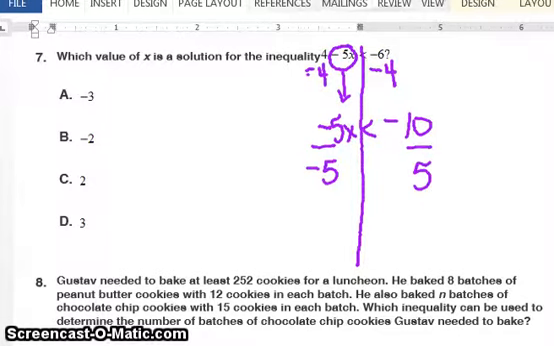And again, that should have a negative there. I've divided by a negative to solve it. That means I'm going to have to reverse my inequality symbol. And negative 10 divided by negative 5 is positive 2. So that should be the correct answer choice there.